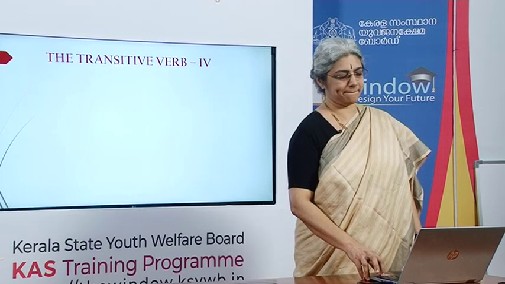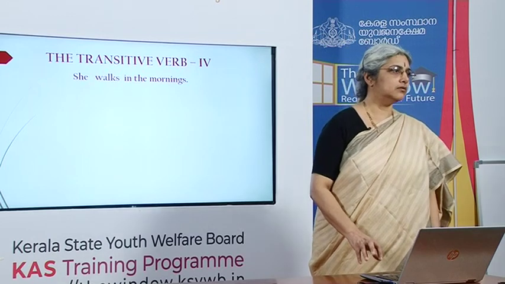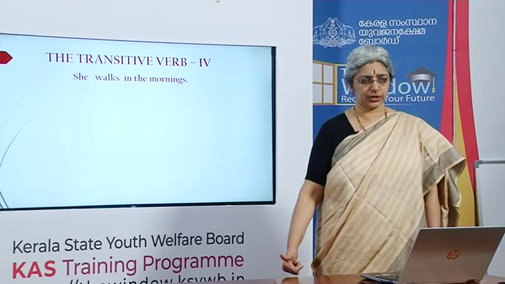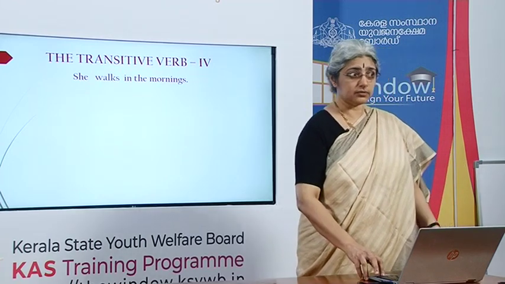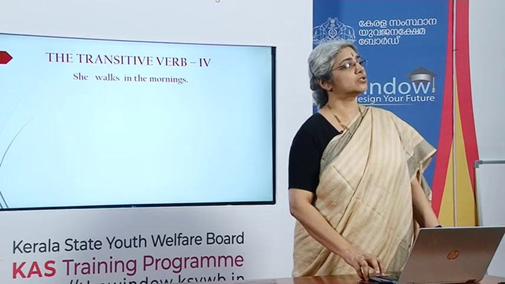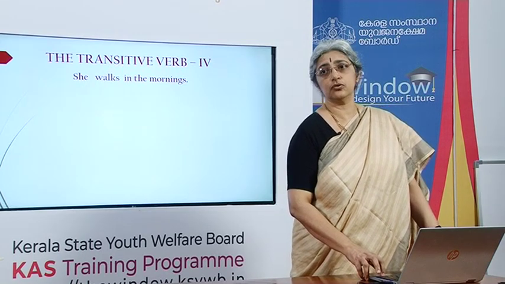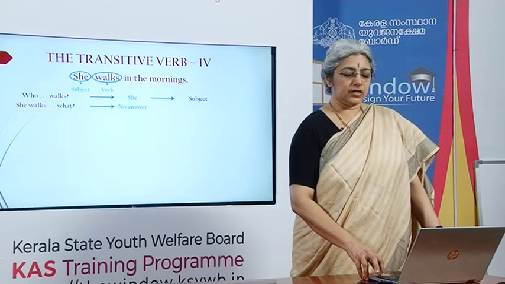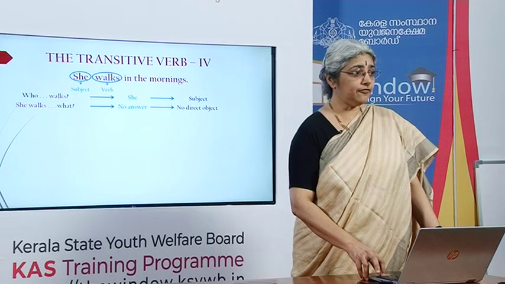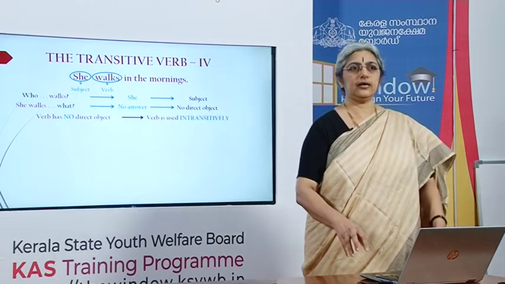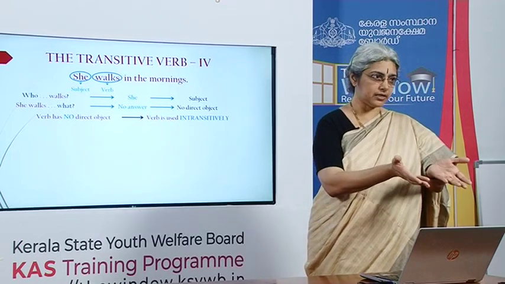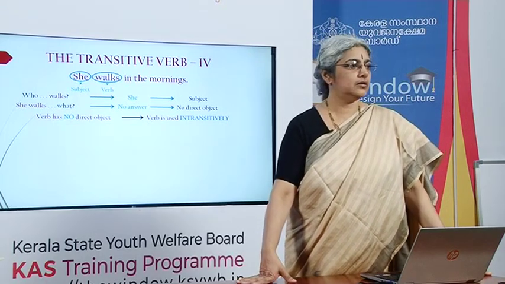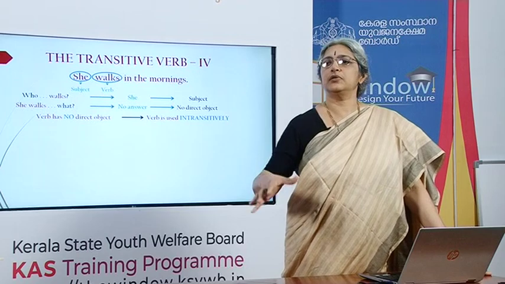Let us go into this. She walks in the mornings. Verb? Walks. Who walks? She walks. She walks what? She walks what? No decent answer, no proper answer, no grammatically viable answer. So, there is no direct object and therefore, this verb is an intransitive verb in this particular sentence, or rather it has been used intransitively in this sentence, right. But that does not exhaust the possibility of that verb.